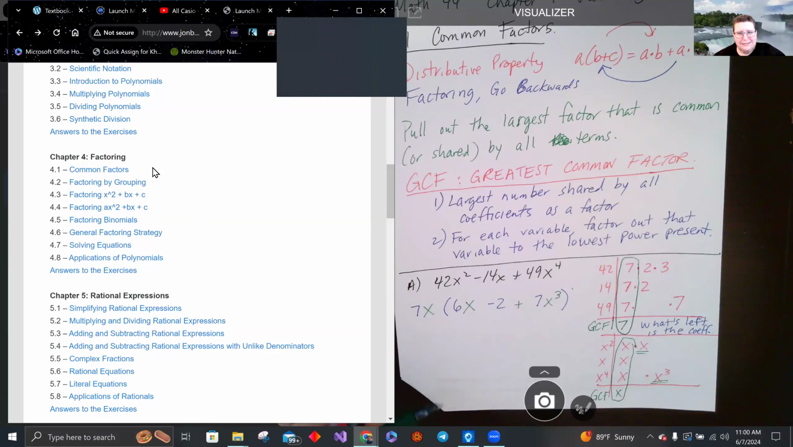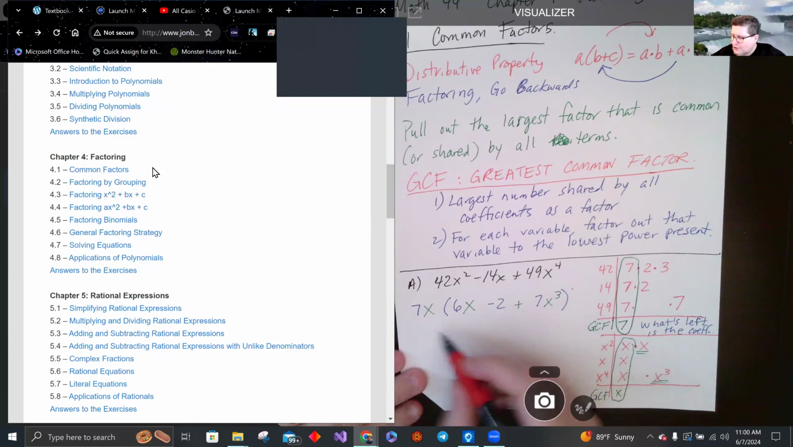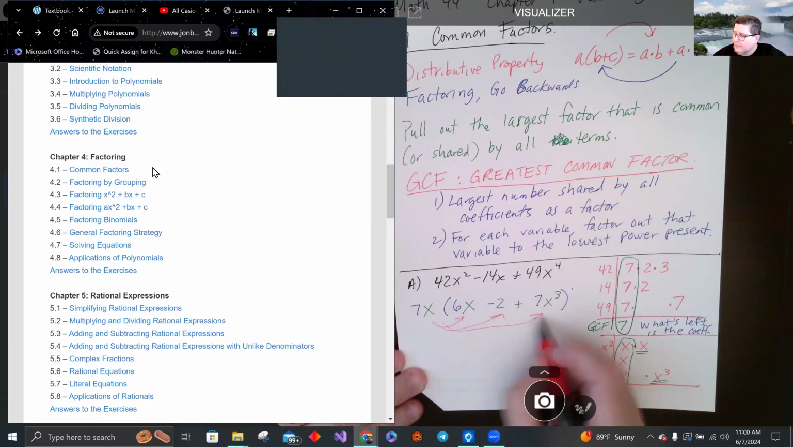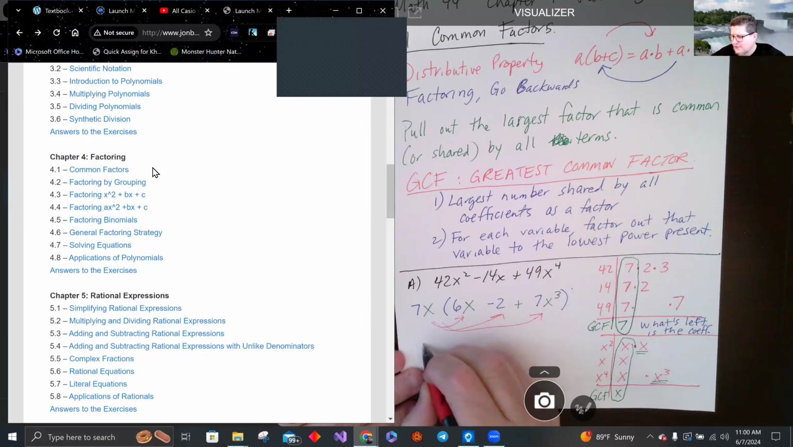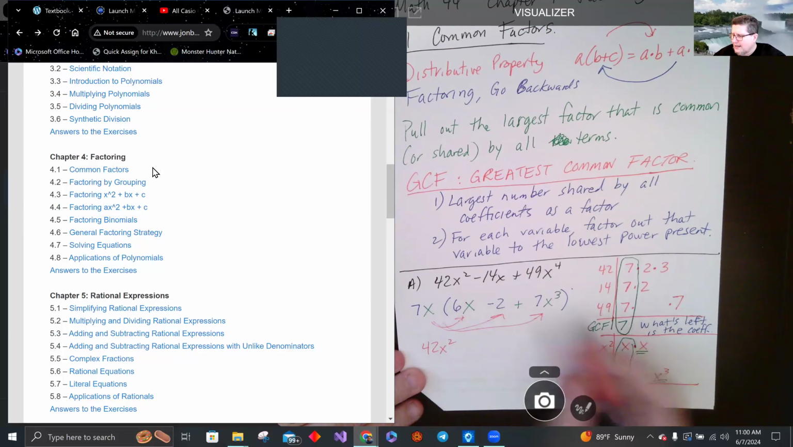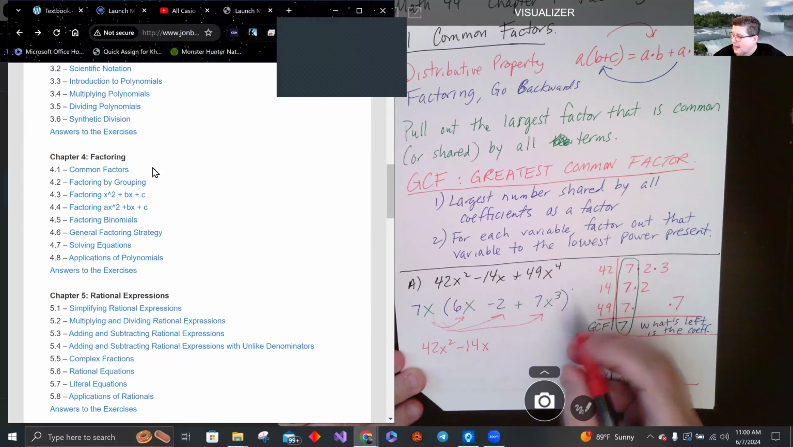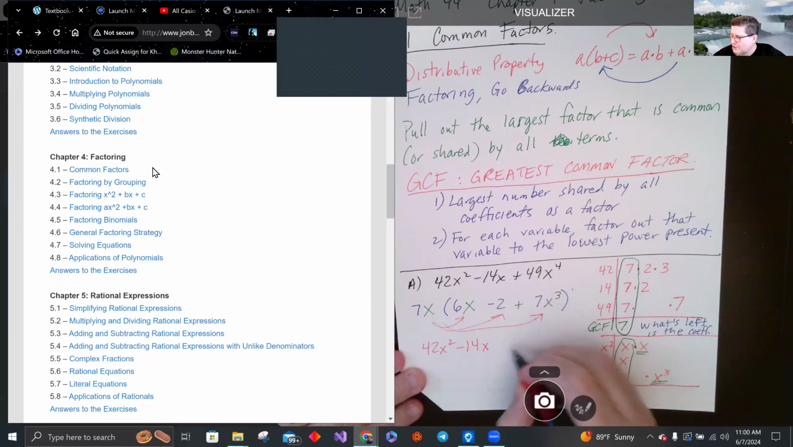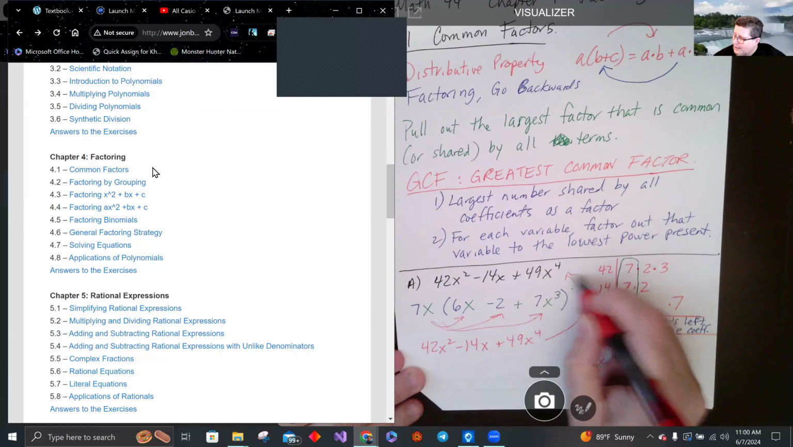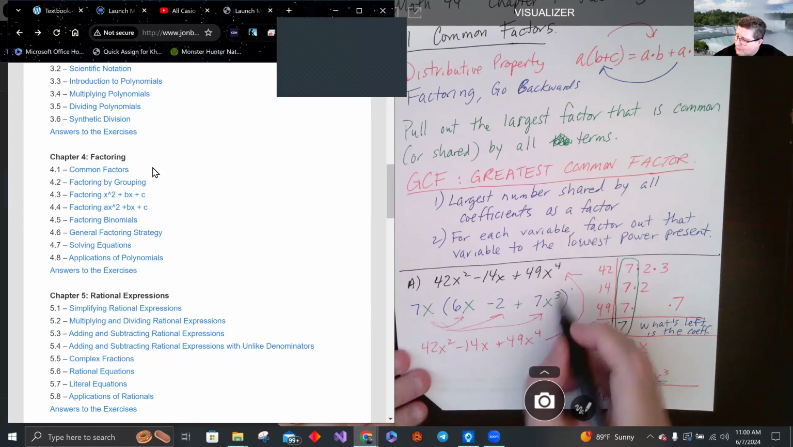Did that work? Let's check. We can always check if our factoring is correct by distributing again. 7x times 6x is 42x squared. 7x times -2 is 14x. And 7x times 7x cubed is 49x to the 4th. And that was what we started with. So that is the correct factoring.